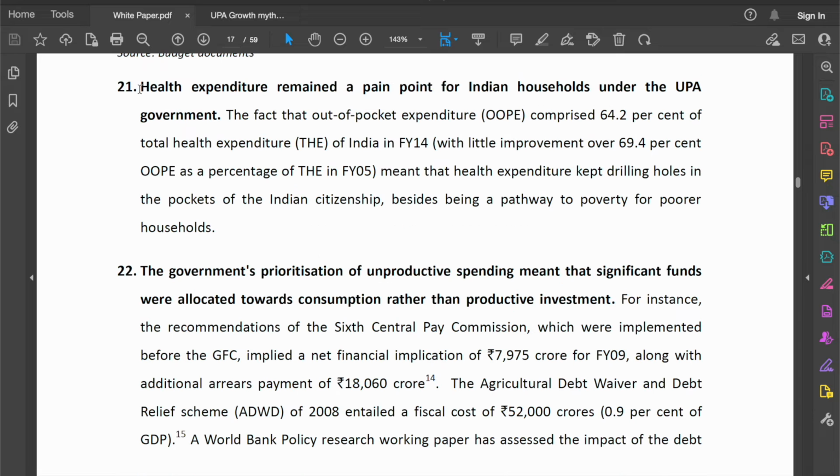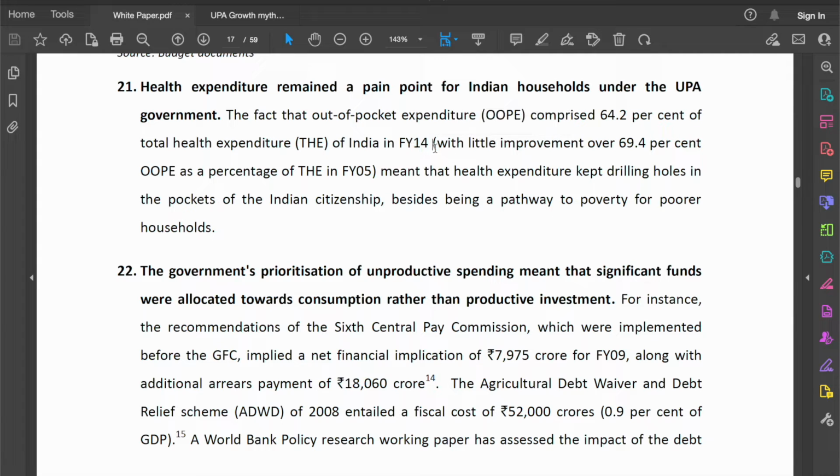Point number 21 is a really good point, on health expenditure. Out of pocket expenditure is basically that citizens have to pay a lot of money on their own when they are getting into hospitals. There has been improvement in this, and they have also mentioned that in FY5 it was 69%, and then in I think FY14 it was 64%. So there has been improvement. It's not that there is complete neglect of the health of people. That is not the case.